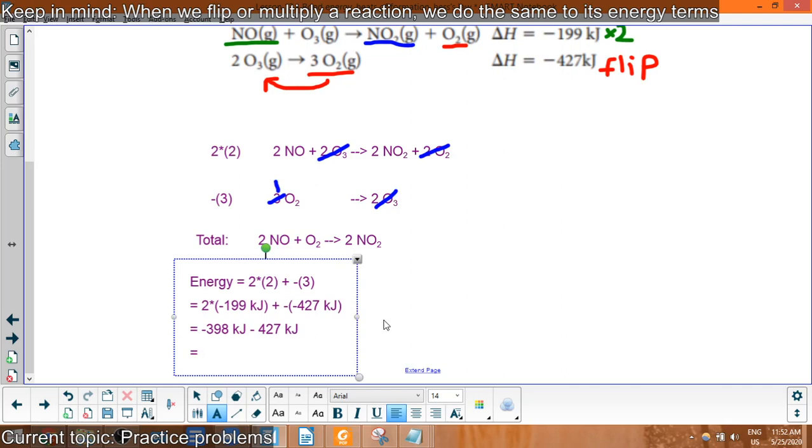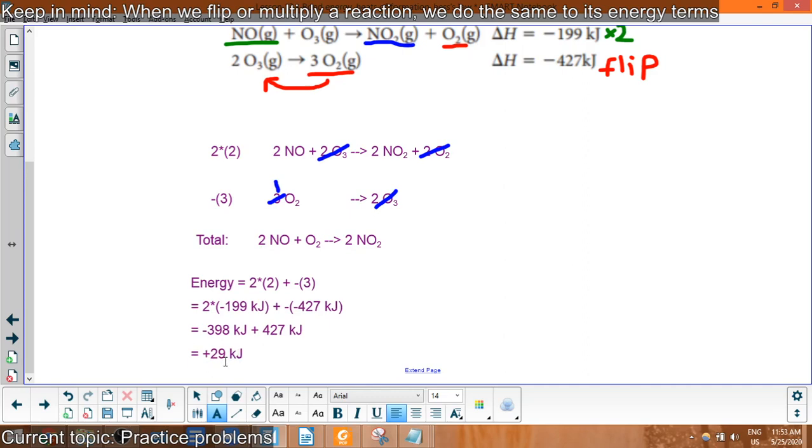And then we just put that through a calculator. So minus 398, minus, plus minus minus. Sorry, plus minus minus is plus. So plus 427. Minus 398 plus 427 is 29 kilojoules. Plus 29 kilojoules. So that's our answer.